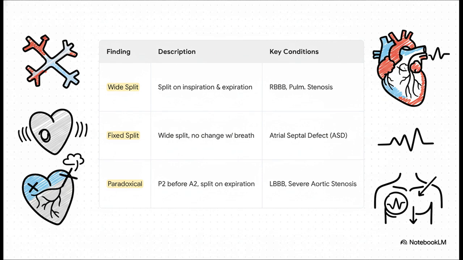Then you have the fixed split. This one is huge. It doesn't change at all with breathing. If you hear a fixed split S2, your brain should be screaming atrial septal defect. It's pathognomonic for an ASD.